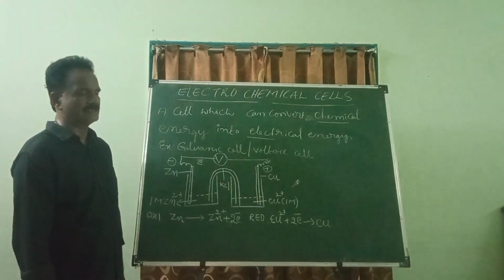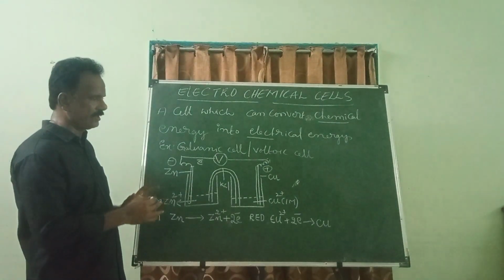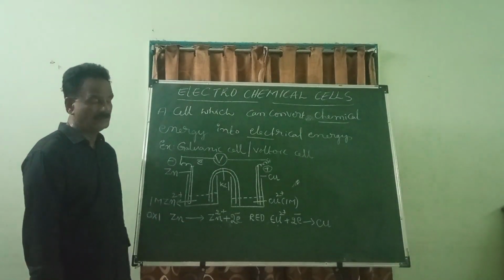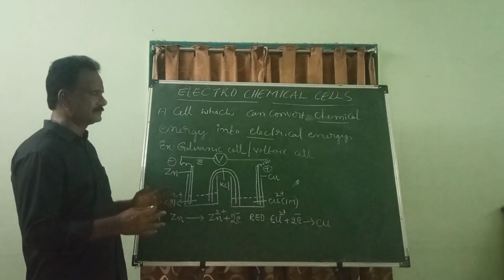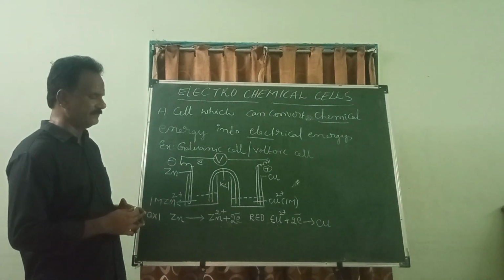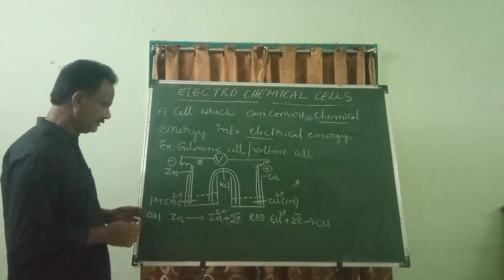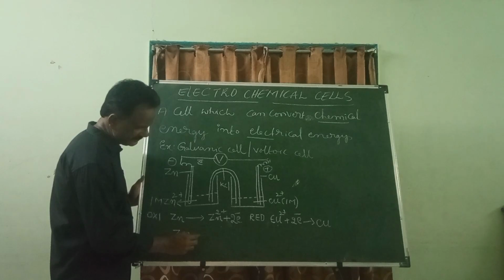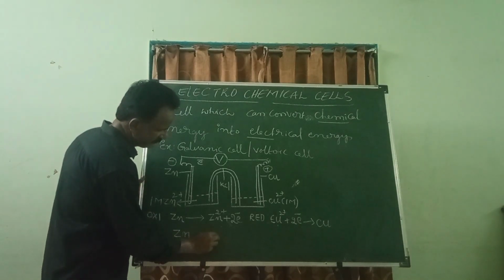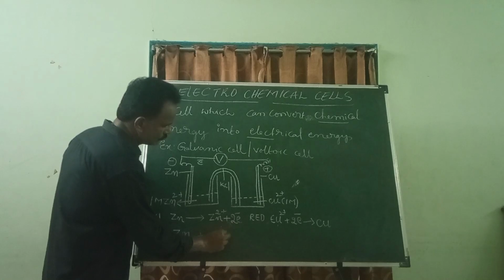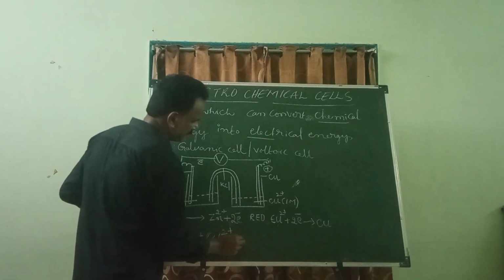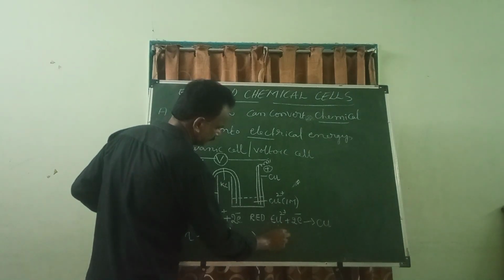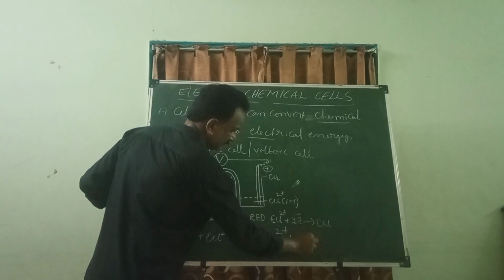Net reaction for galvanic cell can be drawn from these 2 half cell reactions. Okay. Now let us see the net reaction: Zn plus Cu2+ gives rise to Zn2+ plus Cu.